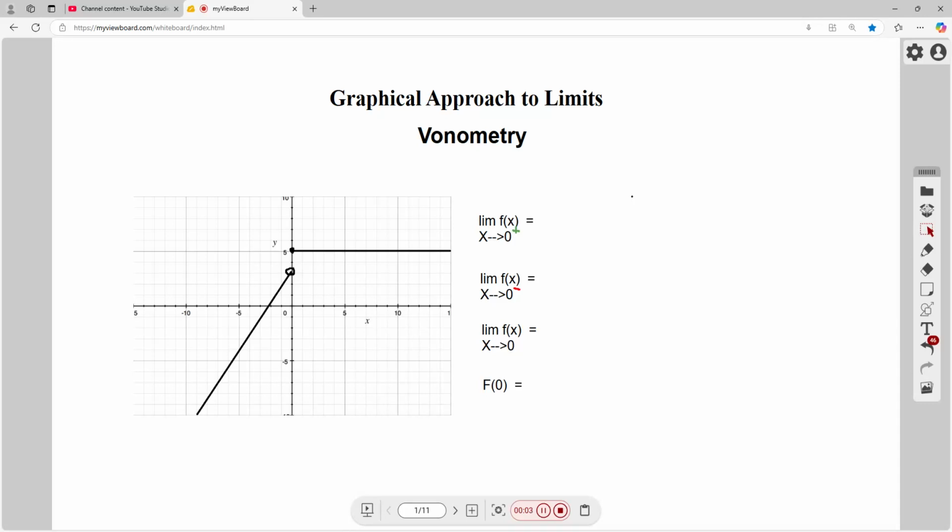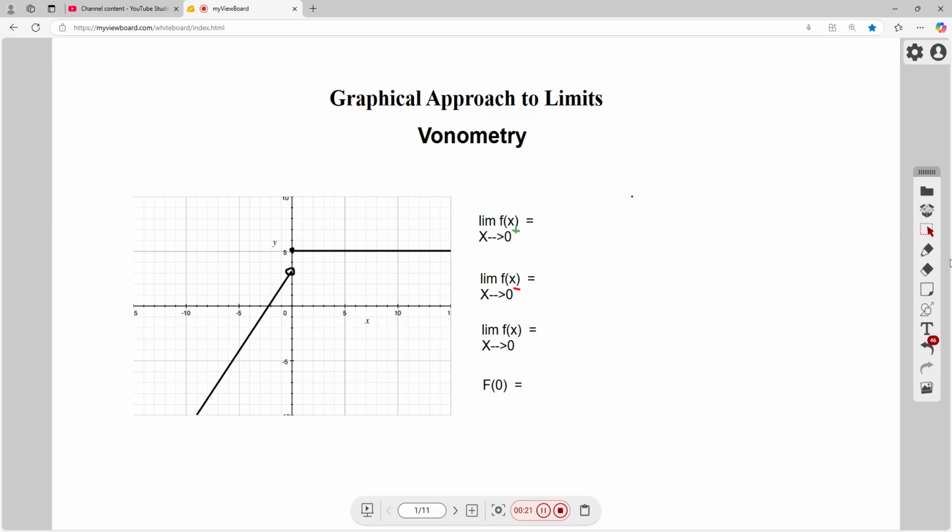Alright, welcome to the first video of Vonometry for Calculus AB, Graphical Approach to Limits. So you should probably look over this or pay some attention to this because it'll link up to some future units, but it's pretty simple.